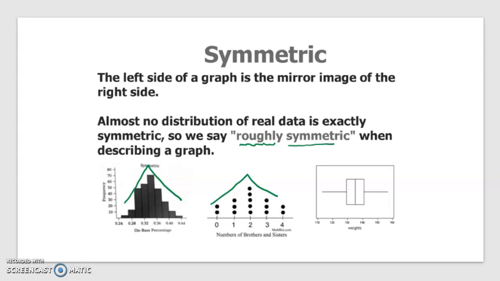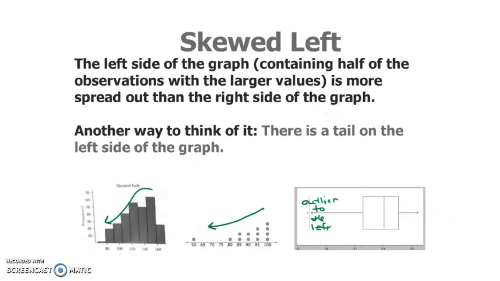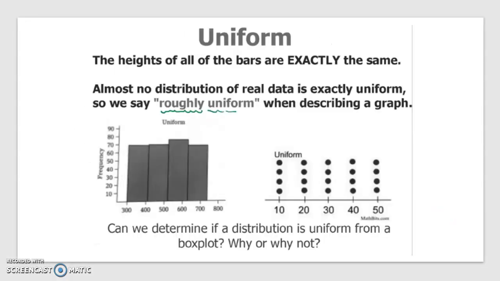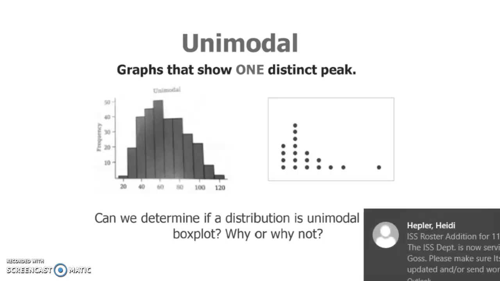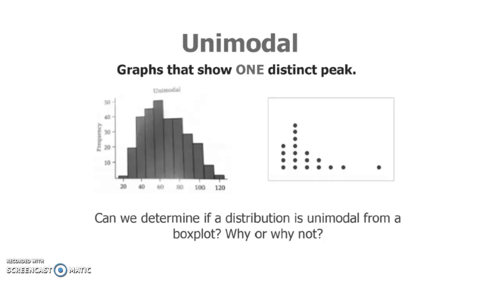Okay, so when it comes to symmetry, you can be roughly symmetric, skewed to the right, skewed to the left, and then of course we have uniformity. It doesn't happen often, but if all your bars are the same or close to it, we're going to say they're roughly uniform. Okay, going back to shape again. If you have one distinct peak, you're going to say you are unimodal. Okay, uni being one. So even though this is skewed, it looks like you got one peak, so that would be unimodal.